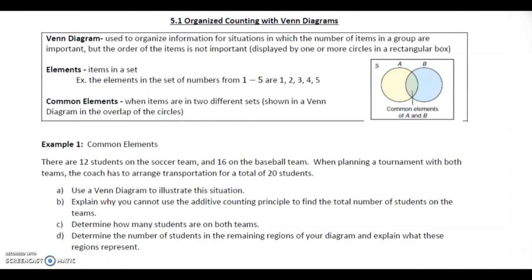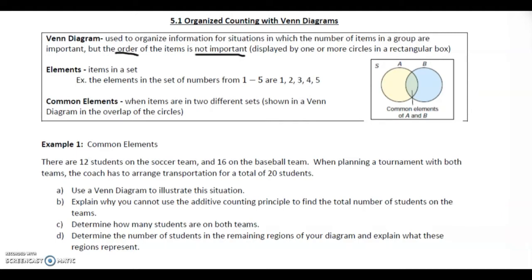Okay, 5.1, organized counting with Venn diagrams. So looking at Venn diagrams, what is a Venn diagram? Venn diagrams are used to organize information for situations in which the number of items in a group are important, but the order is not important.